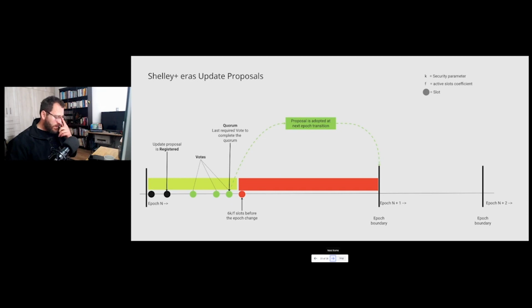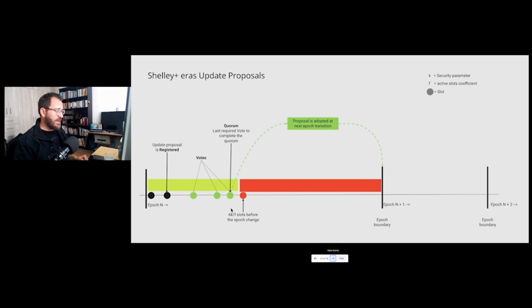But there's a mechanism here. Again, we have a threshold. We have a minimum number of keys that need to vote for that proposal, and that is the quorum. We saw that in the protocol parameters. So once we accumulate sufficient votes, if that last vote arrived before this point in time, so within the first 48 hours of the epoch, then this update proposal will be adopted at the very next epoch transition. There is no endorsement mechanism or anything like that here.